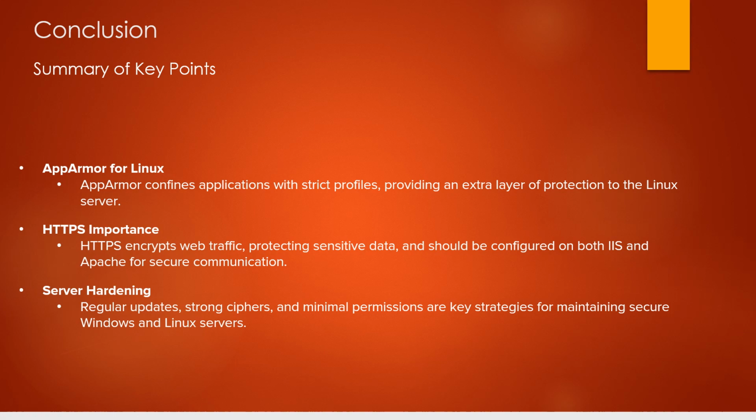AppArmor on Linux is crucial for containing applications within strict boundaries. Configuring HTTPS is fundamental to securing data in transit. Whether you're using IIS or Apache, the use of SSL certificates, strong ciphers, and proper file permissions will significantly help your server security posture. You should regularly update your systems while disabling unnecessary features. This will help continue to further reduce the risk of any potential vulnerabilities that may pop up.